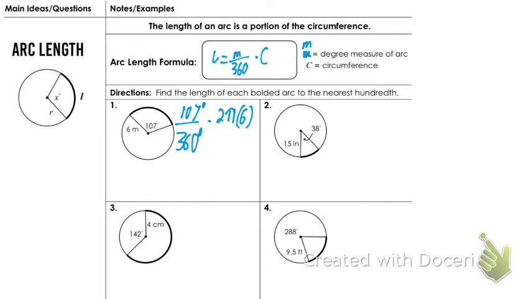So, questions on the setup of this. So what we're saying is, hey, if the whole circumference is 2 times pi times r, the whole way around the circle, we just want a little sliver of it. Well, how much of the sliver do we want? How much of the circle do we want? We want 107 of the 360 degrees. That's the portion we want. Does that make sense to us mathematically or no? 107 over 360. Yes.